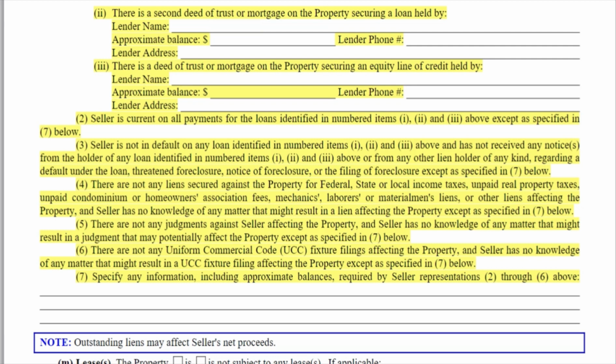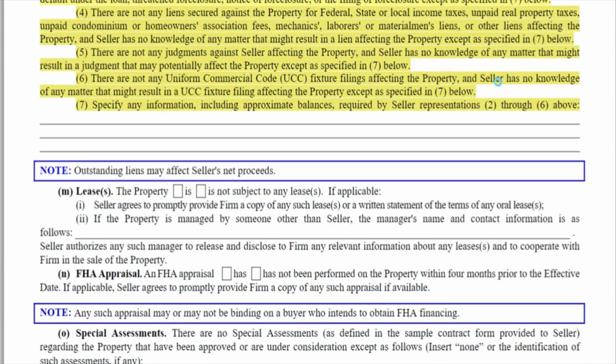Number 6, there are not any Uniform Commercial Code UCC fixture filings against the property, and seller has no knowledge of any matter that might result in a UCC fixture filing affecting the property except as specified in 7 below. And the last one is number 7. Specify any information including approximate balances required by the seller representations 2 through 6 above. So this is where we're going to specify anything that you know that may be an issue with you selling this home.